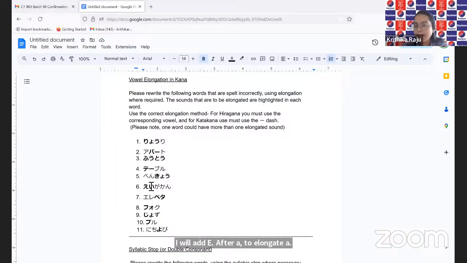Eigakan. The meaning of the word eiga, right? The first part, eiga, means movie, cinema. Eigakan is a theater, a movie theater.